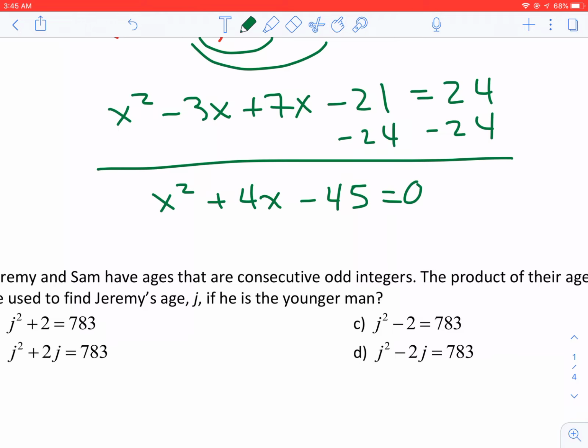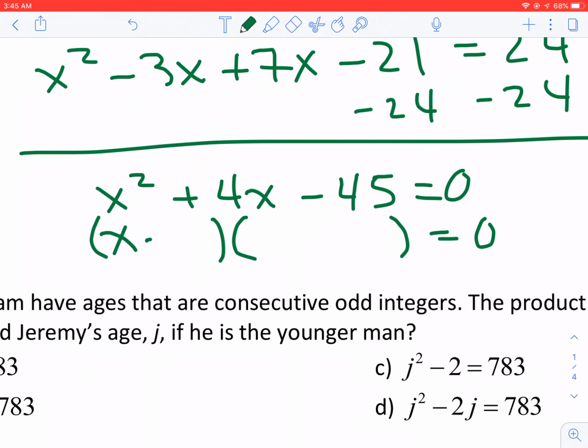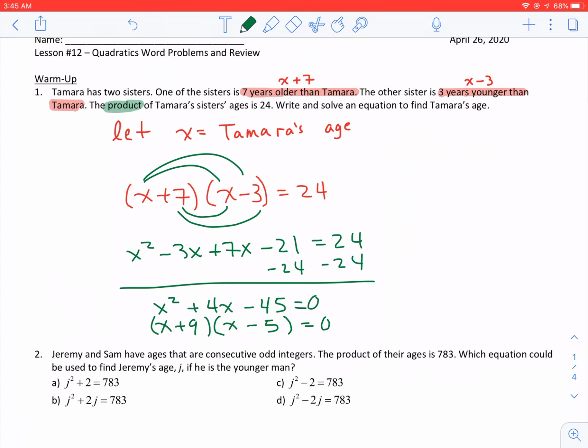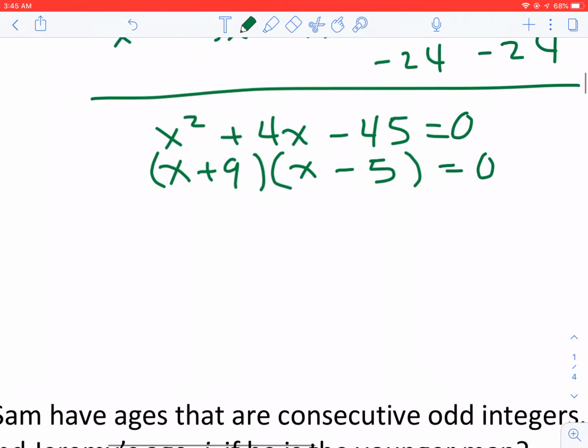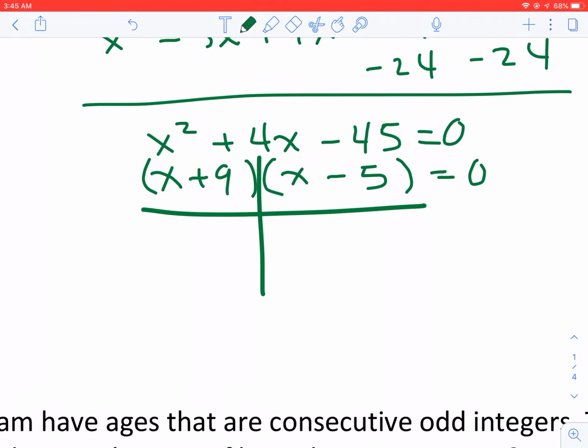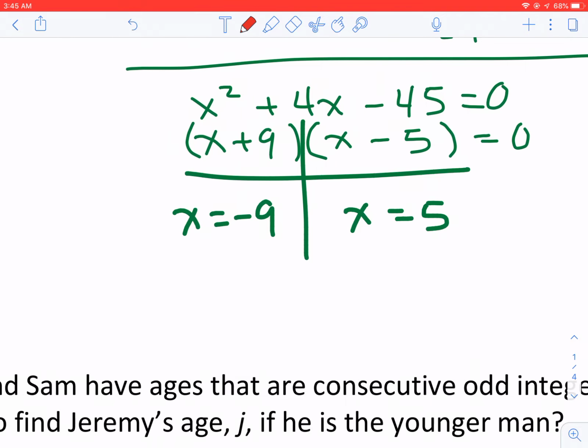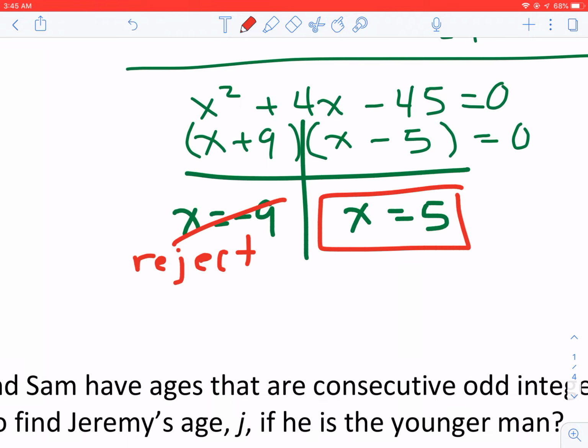What multiplies to negative 45 and adds to 4? Well, I know 9 and 5 seem to work. So let's think of the signs. I think it's x plus 9 and x minus 5 to factor that. Let me make this a little smaller. And teeing it off, we see that Tamara is negative 9 years old, or she is 5 years old. So obviously one of these we need to reject, which is the negative answer. So Tamara is 5 years old.